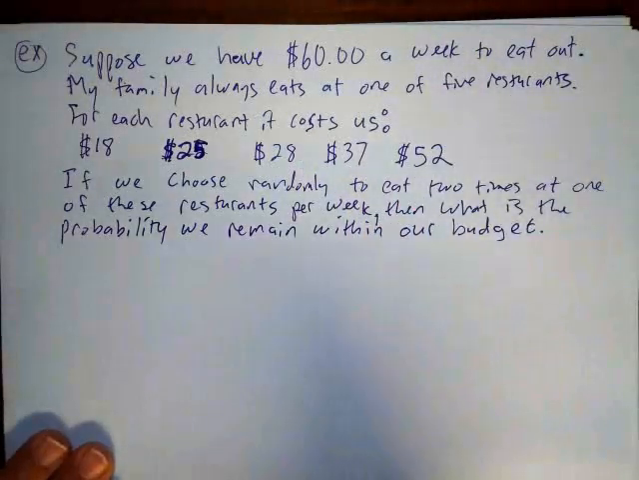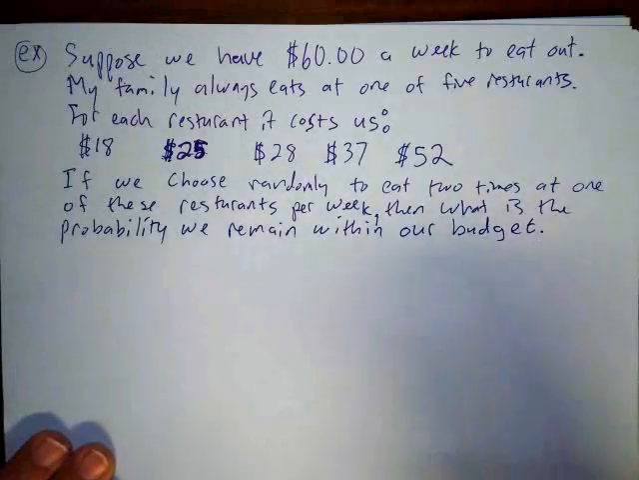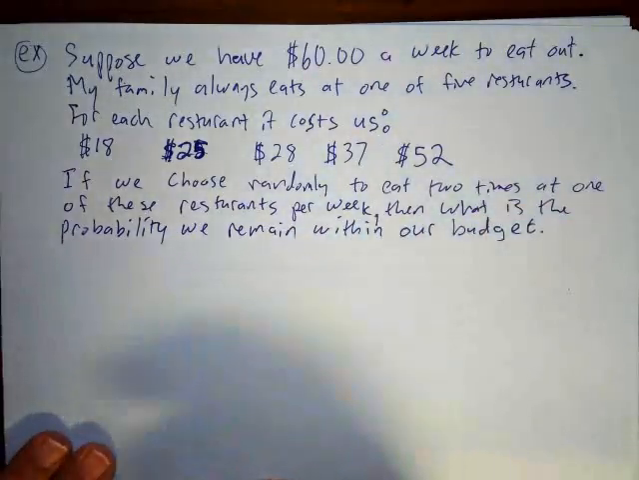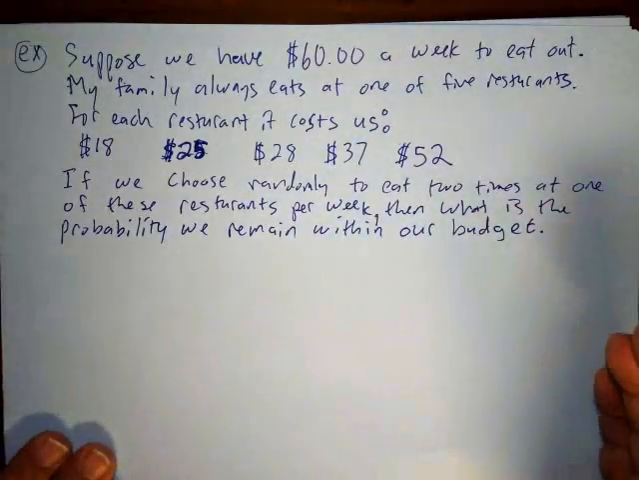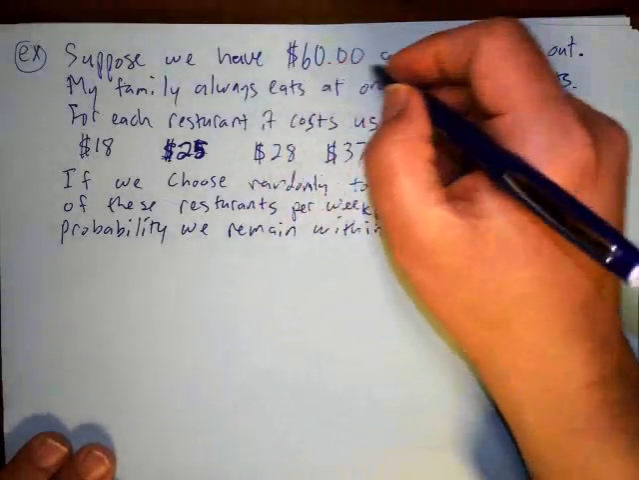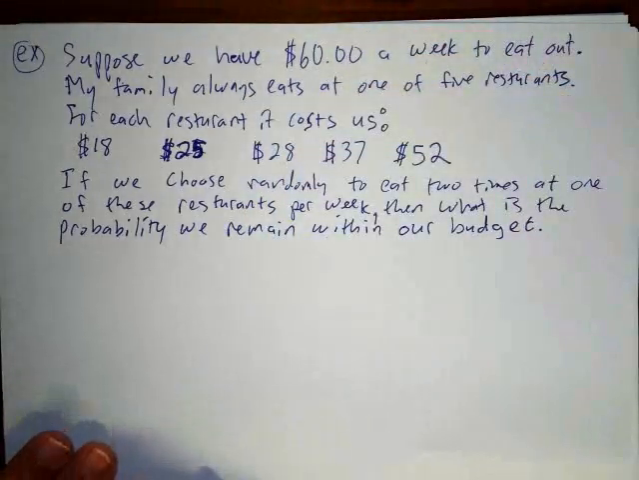So now let's say each week we choose randomly to eat out 2 times. So each time we choose from one of these 5 restaurants at random. And what I want to know is, if we did that, what is the probability we're going to stay within our $60 budget?